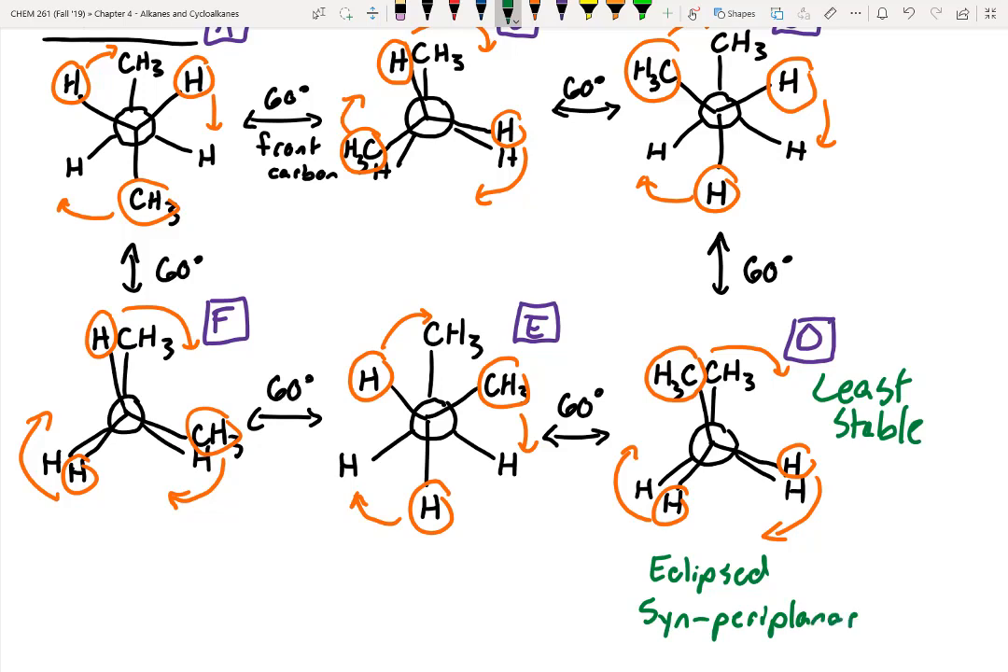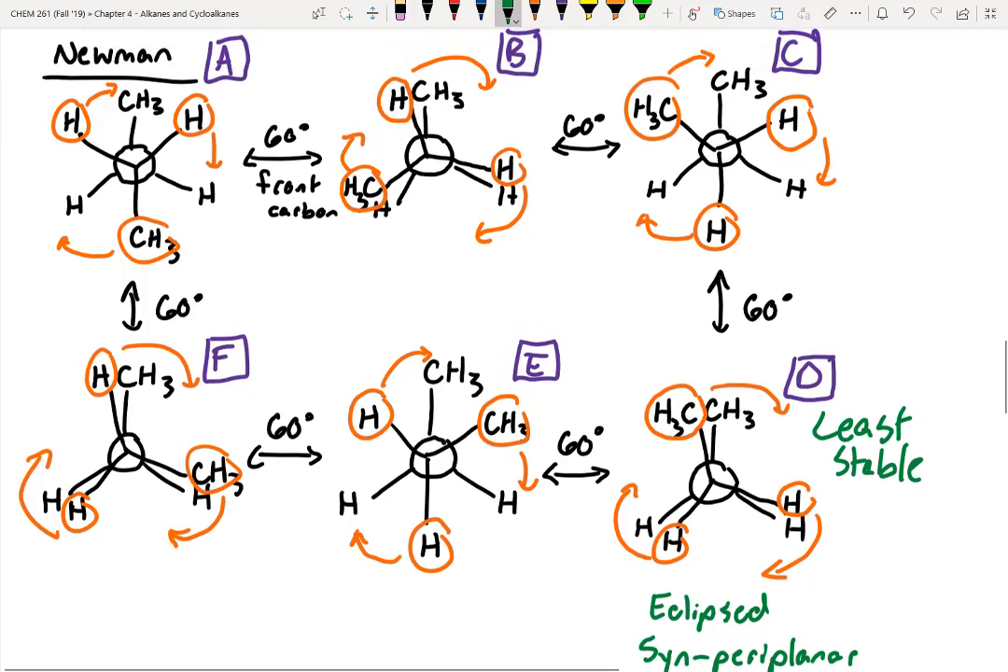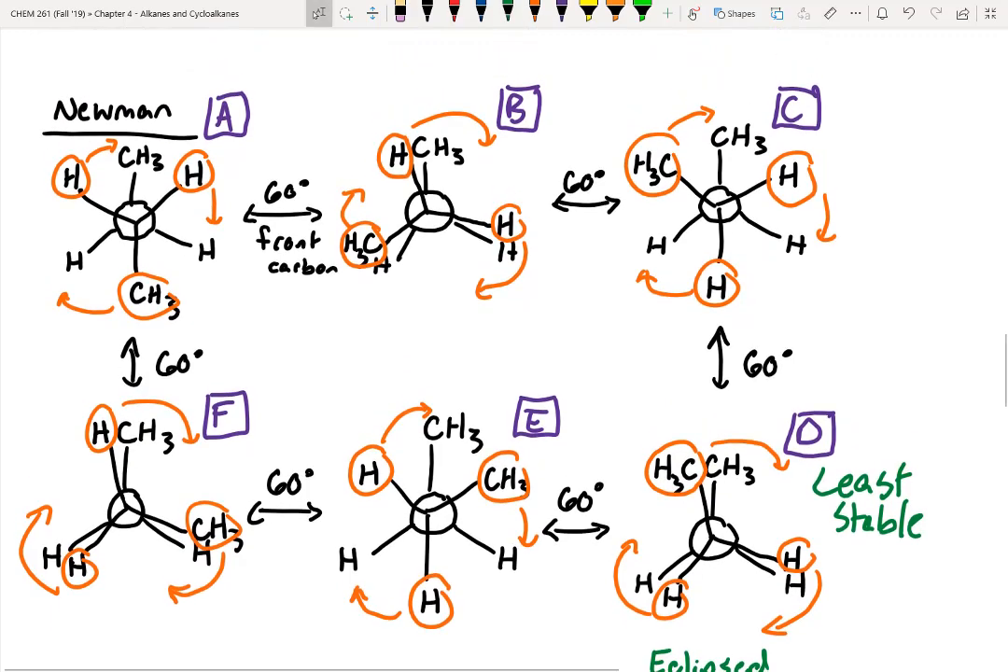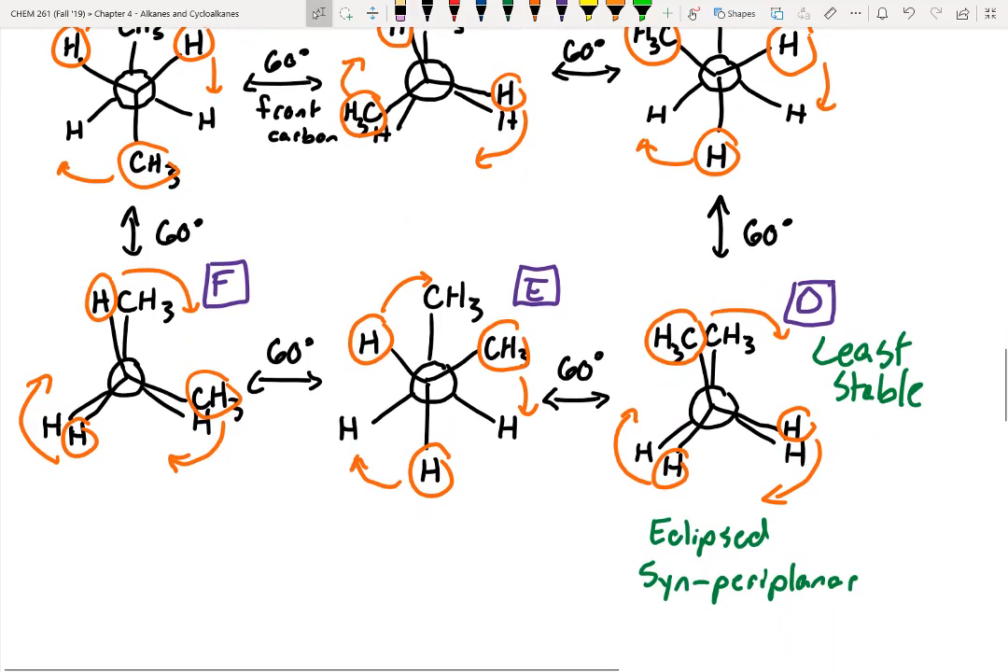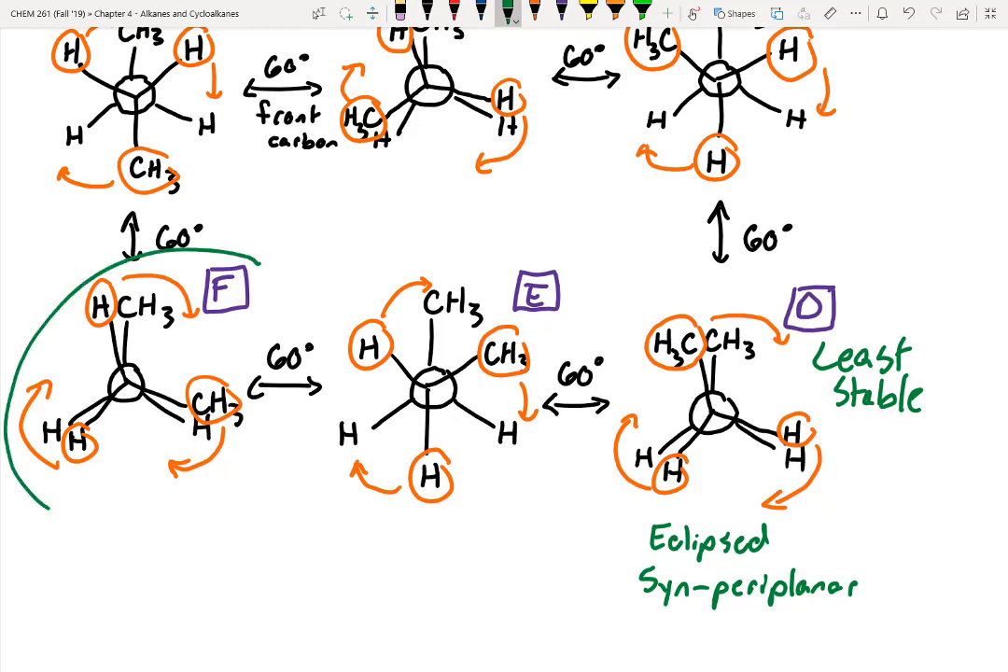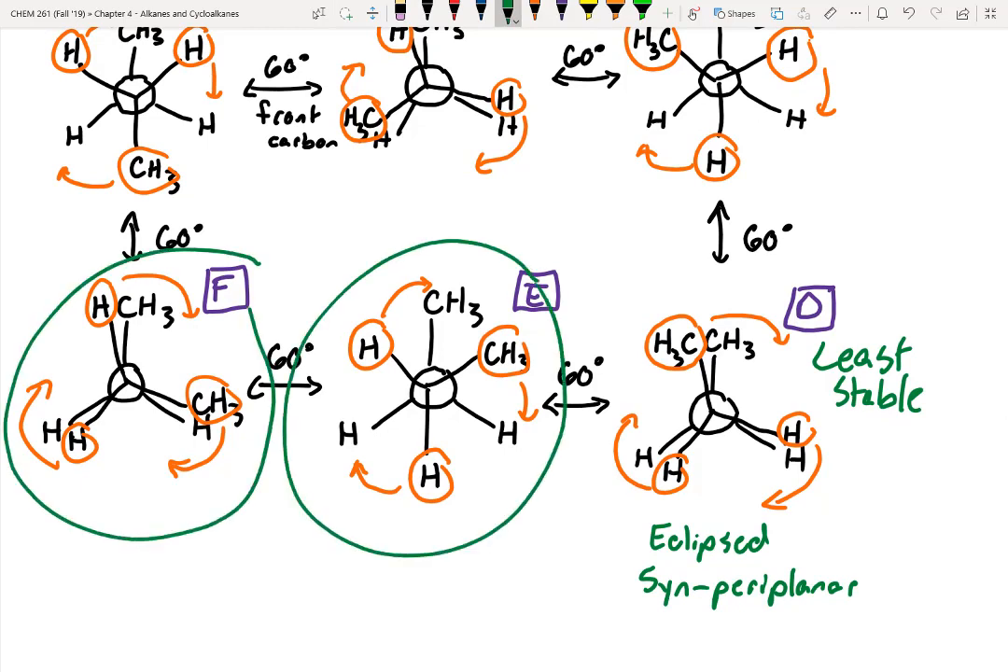I don't necessarily care that much about the naming of each of these conformations. I care more about eclipsed and staggered, but syn periplanar just means that they're now in the same plane, and syn means that they're on the same side, right? So the methyl groups are now in the same plane and on the same side. All right, so that makes sense. All right, my question for you next is between, let's just say these two, which one is less stable and why?